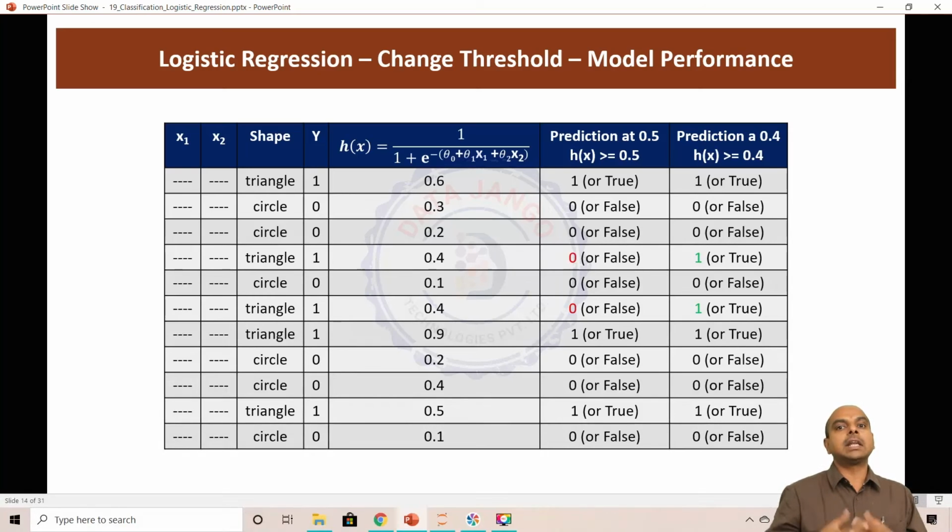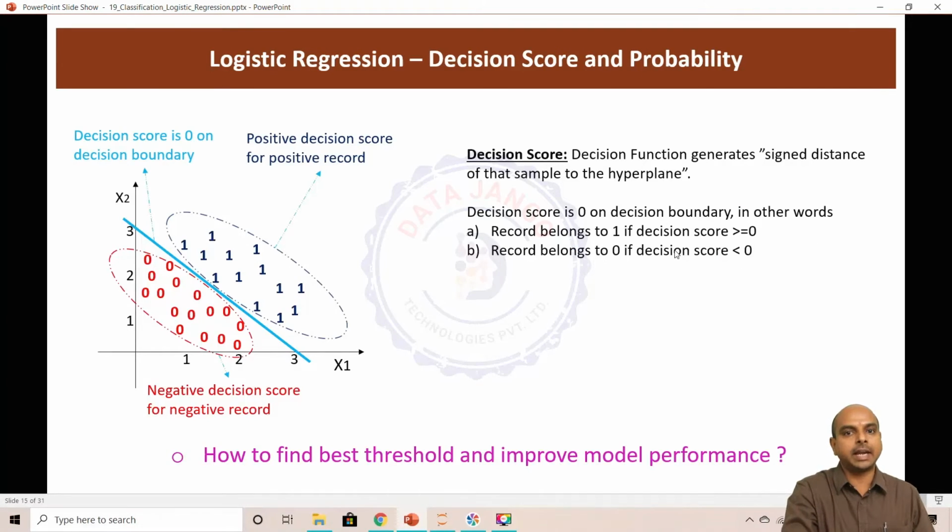Because of knowing the internal details of how logistic regression works, we were able to play with the threshold and made the model give you 100% accuracy. So this clue will give you more control over the model. Let us try to see the next slide and try to understand more about decision score.